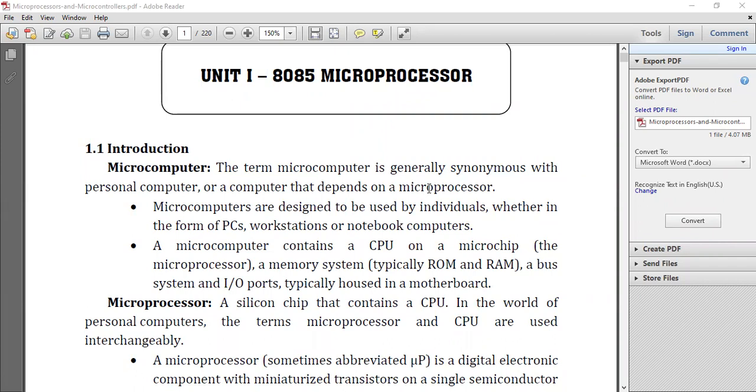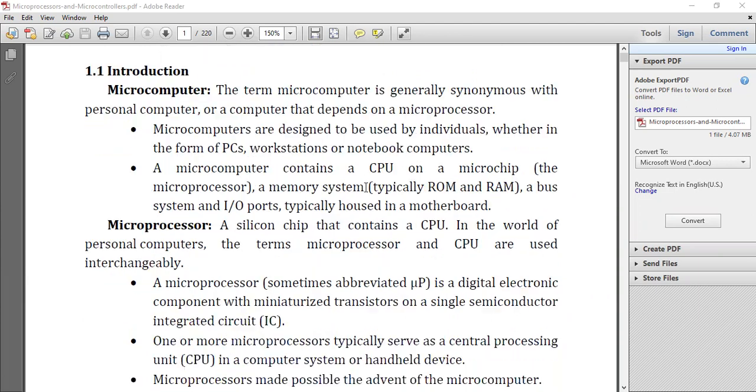Good afternoon, everyone. So yesterday we discussed the introduction to microprocessors. Today we'll see what an 8085 microprocessor is.